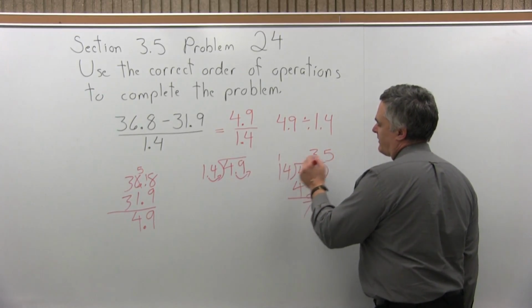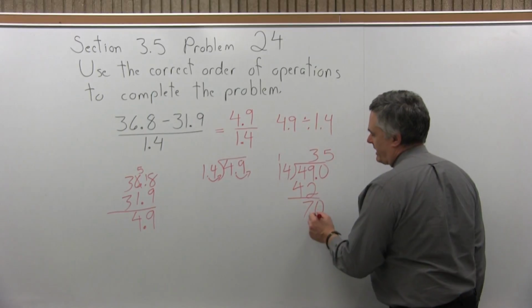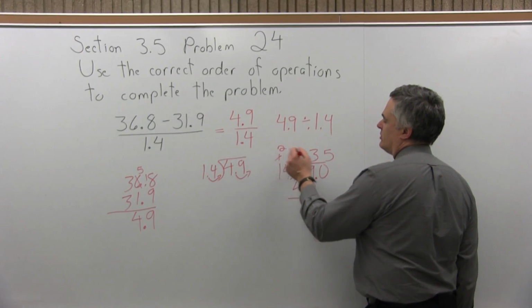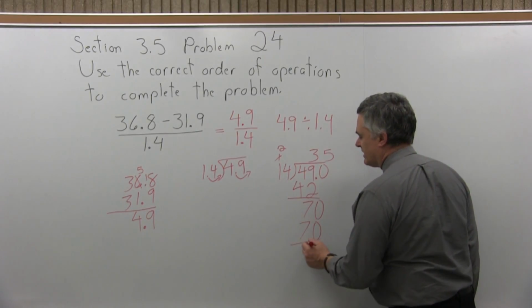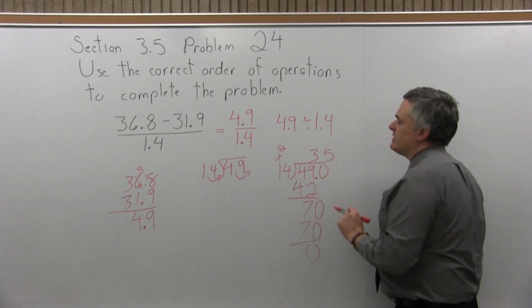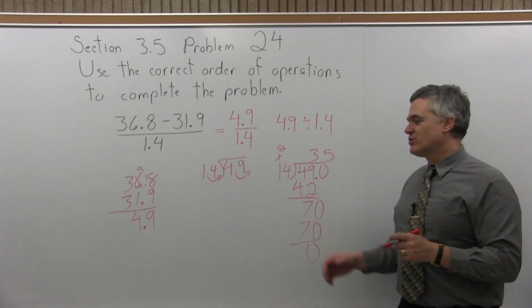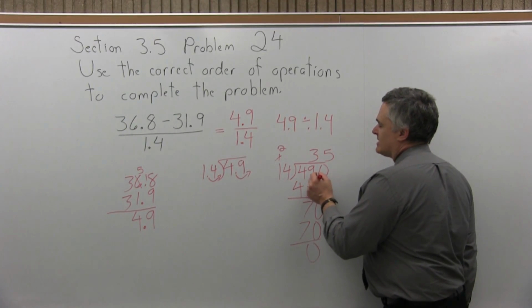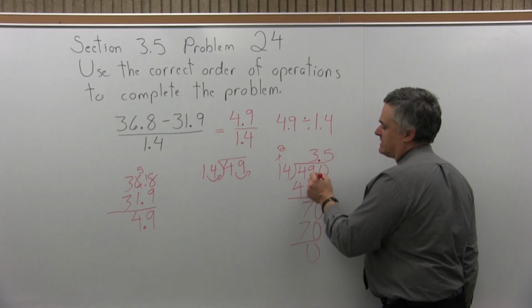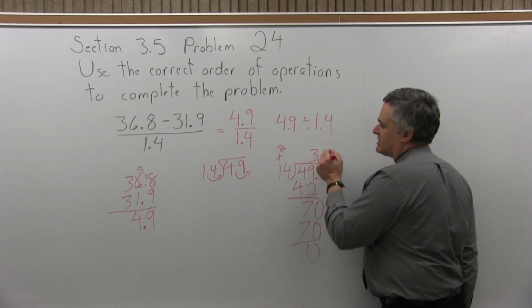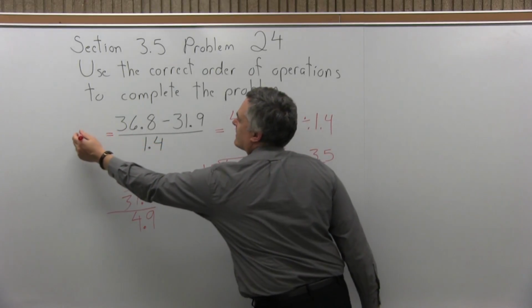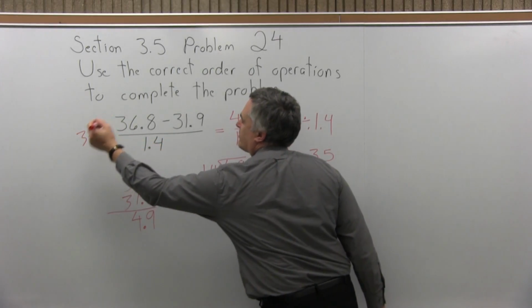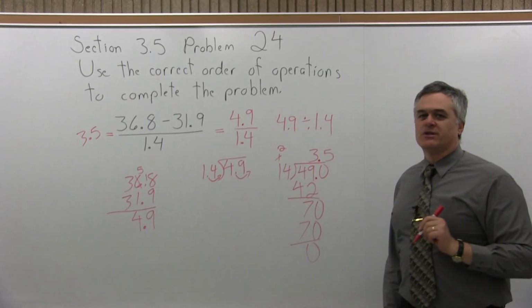So 5 times 4 is 20. Write the 0, carry the 2. 5 times 1 is 5. 5 and 2 more is 7, so 70. So it does go in evenly. Now notice the way this answer is written now, it looks like it says 35, but really that decimal has to come straight up from what's written in the number under the division symbol. So the answer is not 35, it's 3.5. So that whole original problem, doing the order of operations correctly, will give you a result of 3.5.